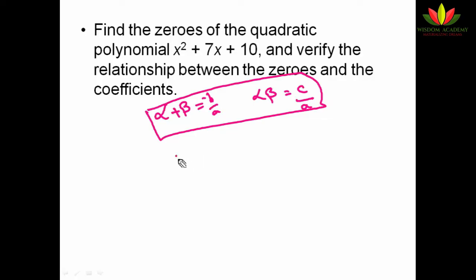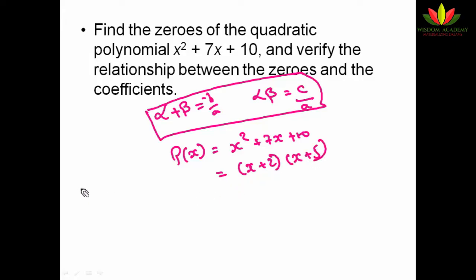So first, I will factorize this quadratic polynomial which is given to me. By factorizing I will get the answer like x plus 2 and x plus 5. From this my alpha value is going to be minus 2 and beta value is going to be minus 5, right? That is, this linear equation equal to 0 and this linear equation equal to 0.